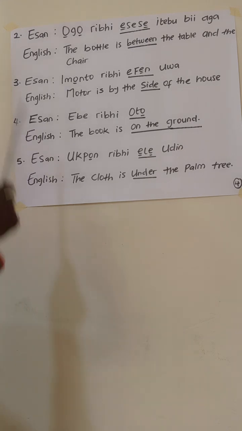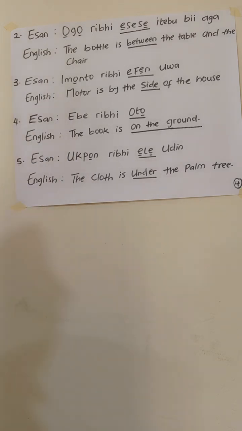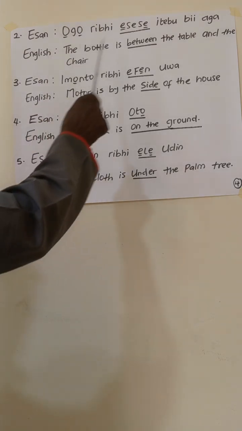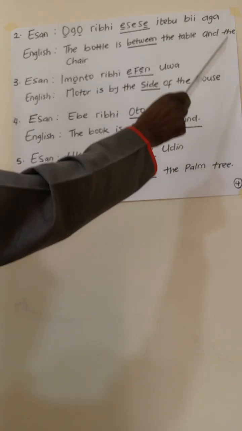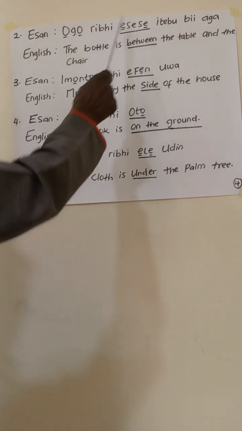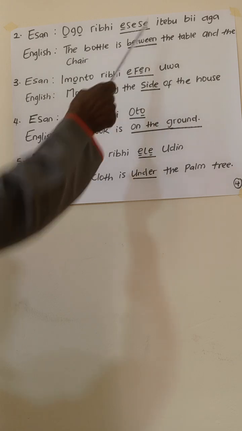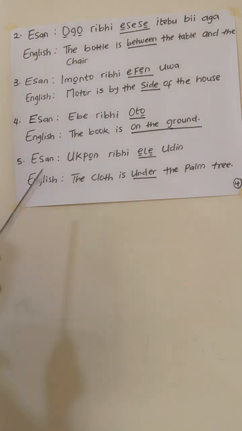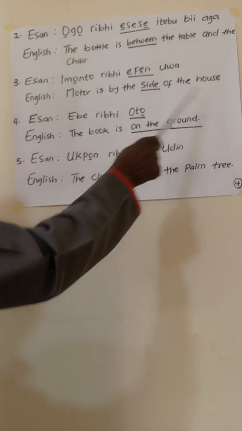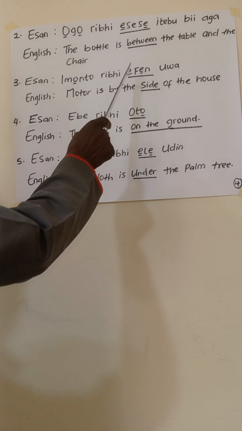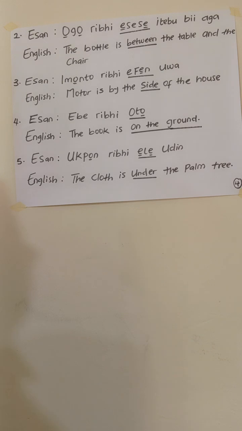Now the other one in Esan is: Ogoriri excess the table B aga. That is, the bottle is between the table and the chair. Excess is between. In Esan it is excess. The equivalent in English is between. Number 3. Imotoriri efunwa. The motor is by the side of the house. Efen is side in Esan, side in English.